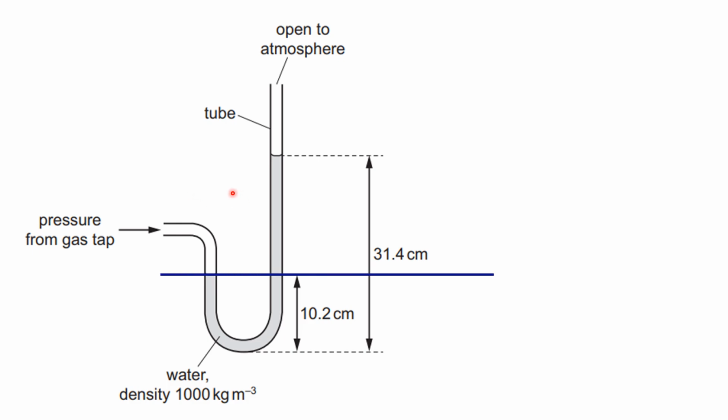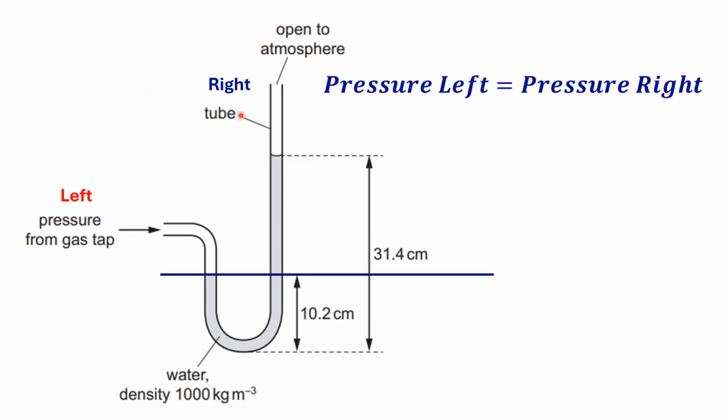Let's first identify the line with the same pressure level, then identify the left and the right side of the tube. Because this liquid is in equilibrium, the pressure on the left is equal to the pressure on the right. So on the left, what we have above this line is the pressure of this gas, and on the right, above this line, we have the atmospheric pressure and the pressure of the water.